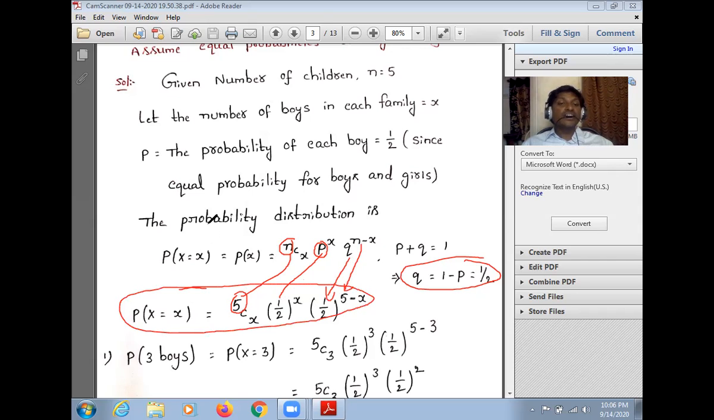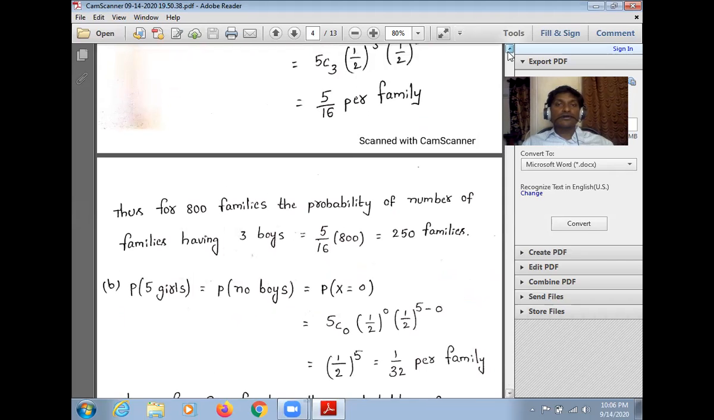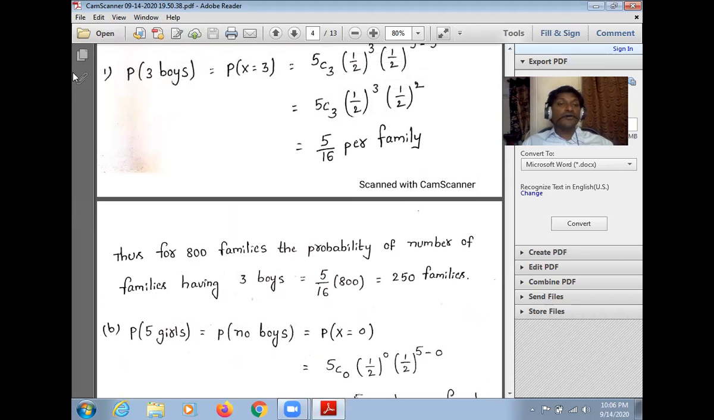But here they didn't ask for the probability. They asked for the number of families. It means we need to calculate 800 times the respective probability. Now, P of the first one, P of 3 boys. The first thing they ask is the number of families consisting of 3 boys. So the probability of 3 boys is P of x equal to 3.